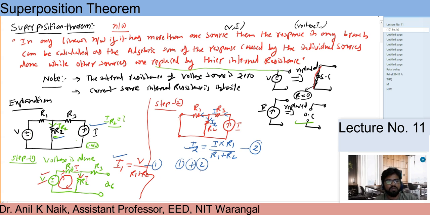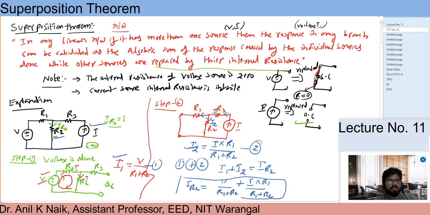So if you add these two, I1 plus I2 gives the current IR2. Now adding these two gives your response: V by R1 plus R2, plus I into R1 by R1 plus R2. So this is the response in your R2 resistance by applying the superposition theorem.